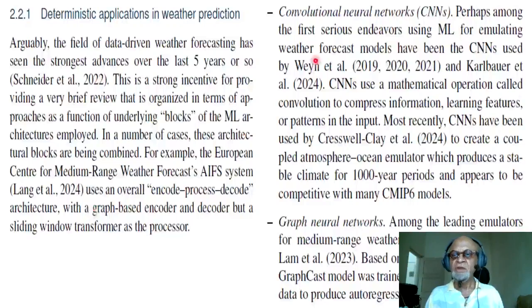Okay. Let's read some particular details here of the methods. We mentioned these before, but this provides some basics that are worth reading. Convolutional neural networks, CNNs, we mentioned a lot. Perhaps among the first serious endeavors using ML for emulating weather forecast models have been the CNNs. CNNs use a mathematical operation called convolution to compress information, learning features or patterns in the input.